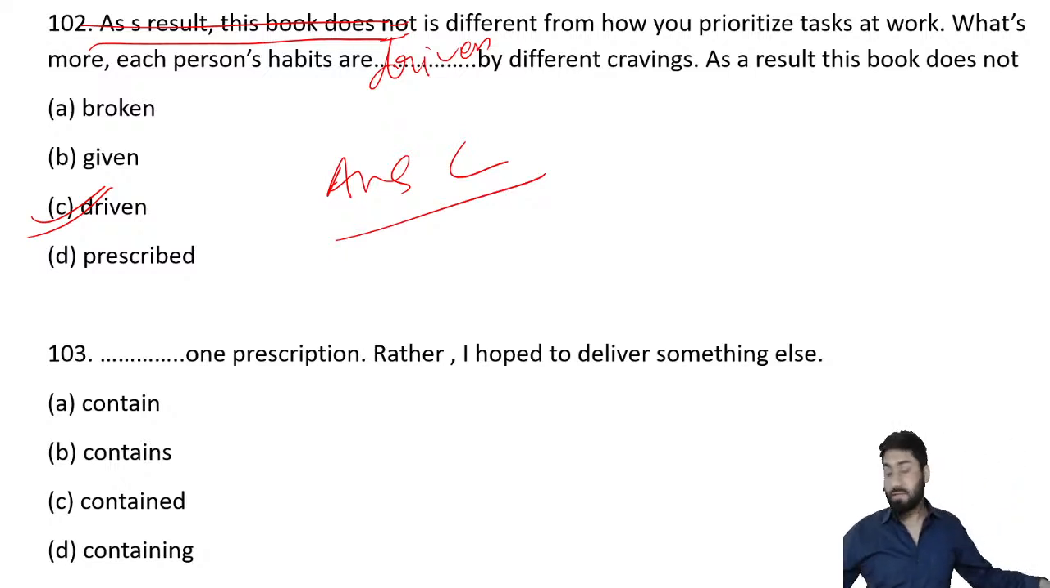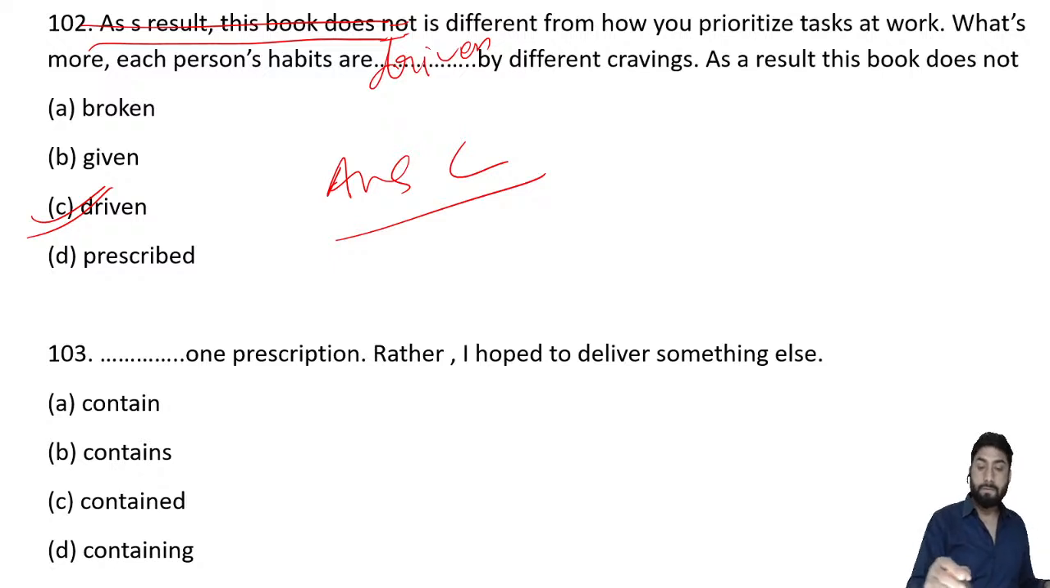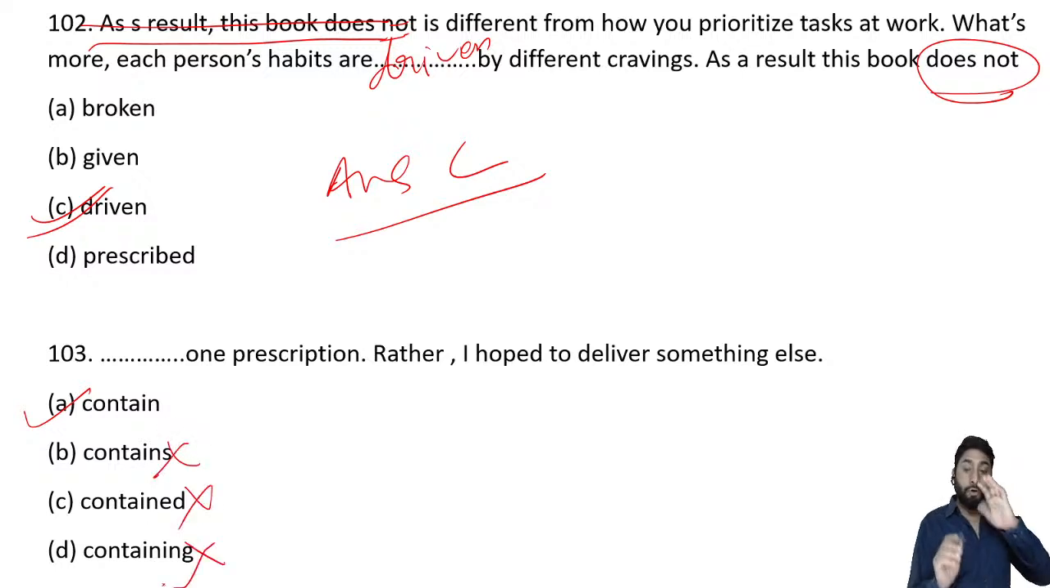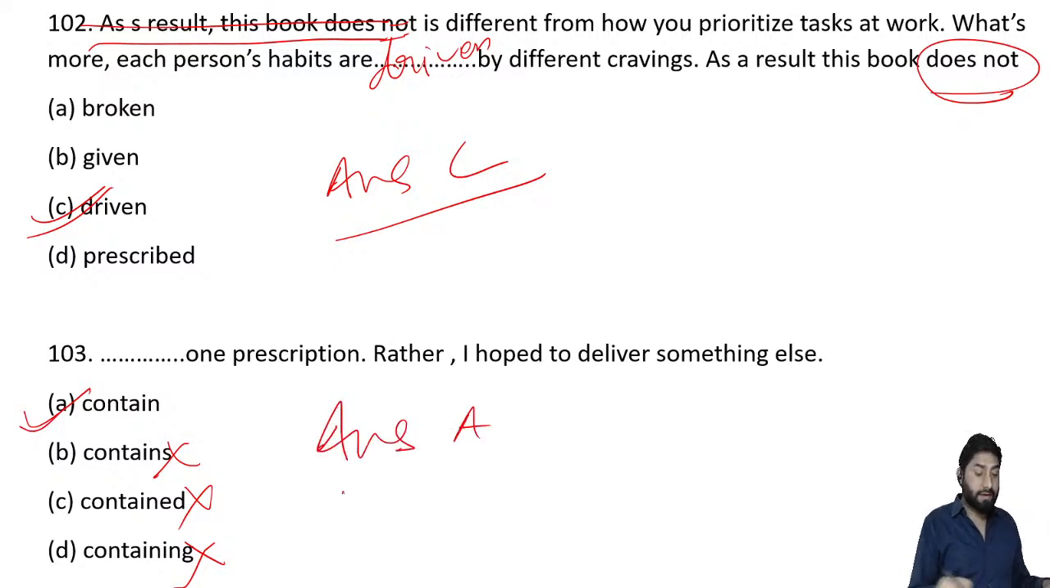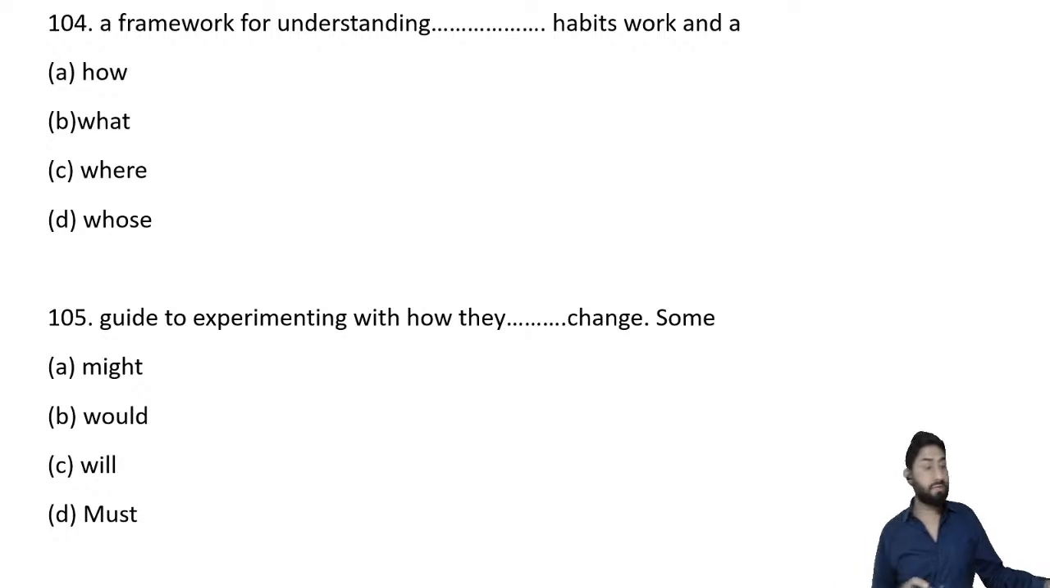Now next, move to the next one. कुछ टाइपिंग में प्रॉब्लम है, चीजों को देखते रहो. Now as a result this book does not blank one prescription. So does not contain one prescription. This book does not contained, containing. तो यहाँ पे जो कि does not है, we all know that contain होगा, contains नहीं हो सकता. contained और इन सब की तो कोई बात ही नहीं है, because you're talking about the present, right? So the answer is A here. Contain one prescription. Rather, I hope to deliver something else, right?